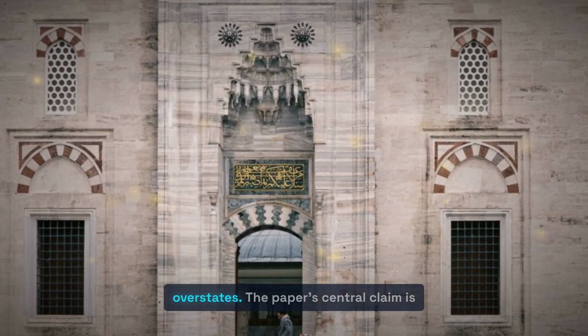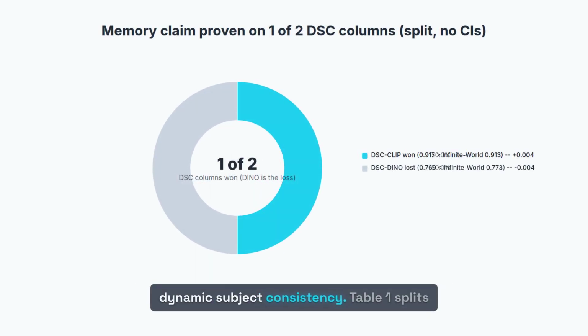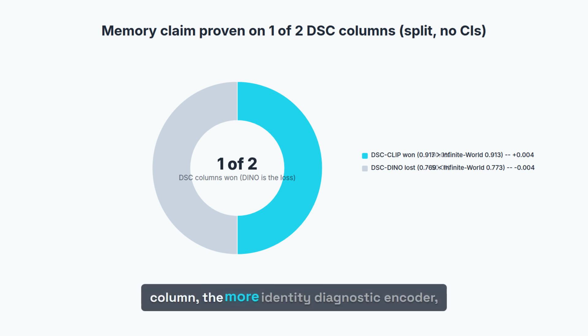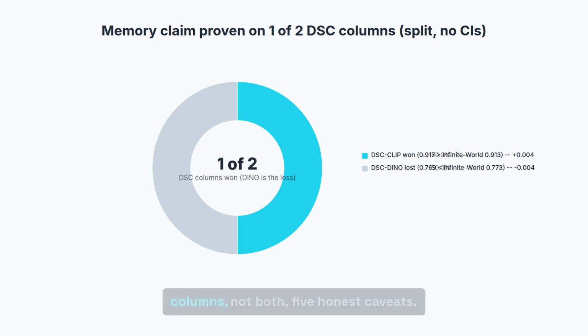Where the headline overstates. The paper's central claim is persistent dynamic object memory, measured by dynamic subject consistency. Table 1 splits that metric in 2. On the CLIP column, WorldDirector wins 0.917 versus Infinite World 0.913, by 0.004. On the DINO column, the more identity-diagnostic encoder, WorldDirector loses 0.769 versus Infinite World 0.773, by 0.004. Both margins sit within run noise, and no confidence intervals are reported. Superior on one of 2 columns, not both.